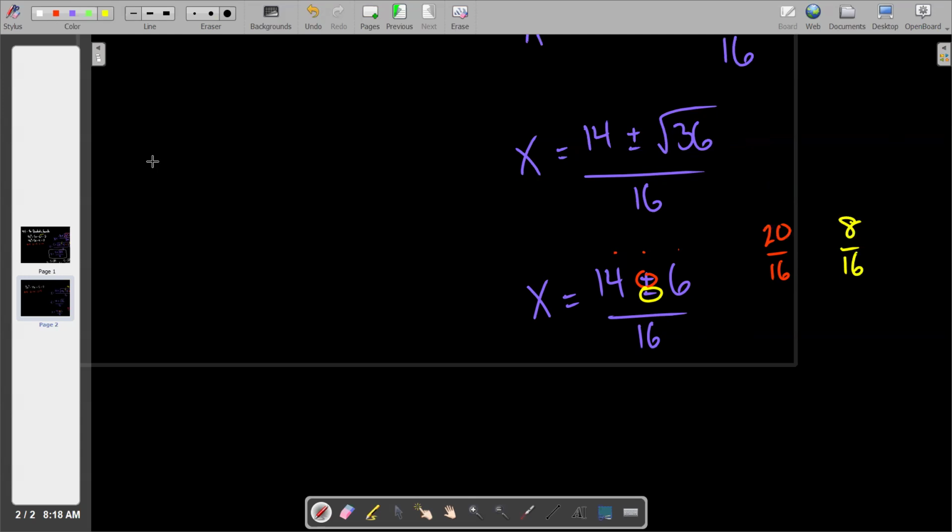So when we state our answers now, we don't state these using a plus or minus sign. These are separated answers where you'd need two answer boxes in Delta. Our answers are x equals 5/4 and x equals 1/2. Got it?